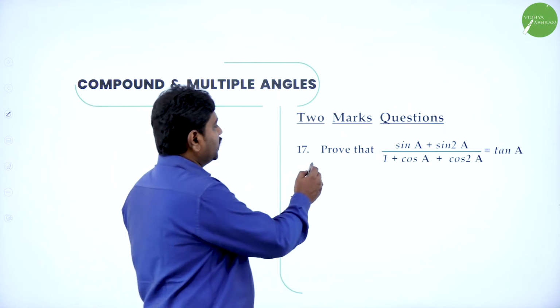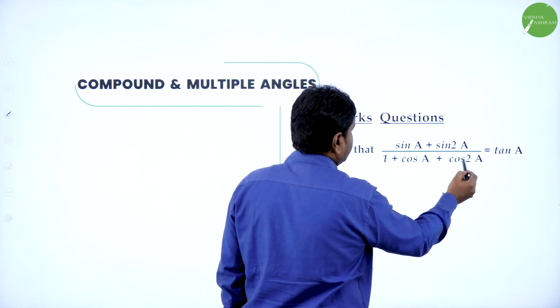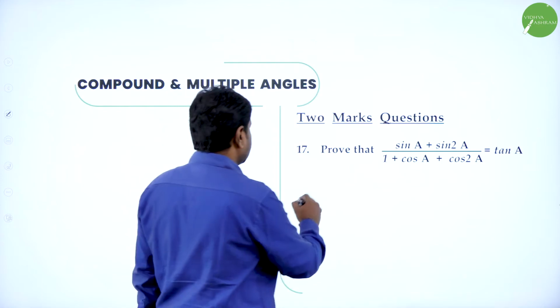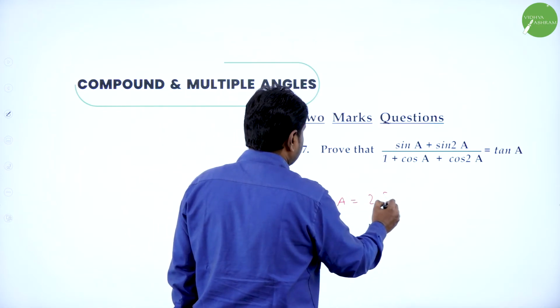Next, prove that sin A plus sin 2A divided by 1 plus cos A plus cos 2A equals tan A. So now substitute the values of sin 2A and cos 2A. What is sin 2A? All of you know sin 2A can be written as 2 sin A into cos A.